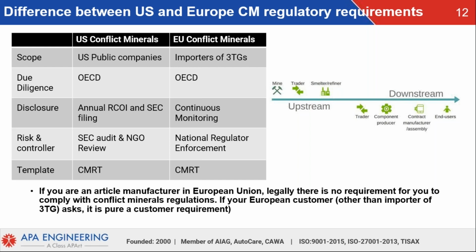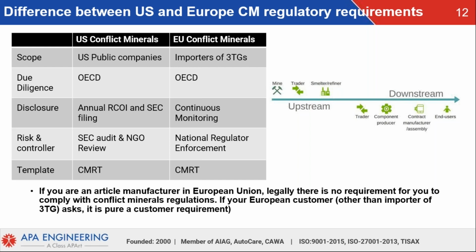For the US, a reasonable country of origin inquiry is needed in addition to the SEC filing. SEC companies need to submit an additional documentation called a Form SD, a specialized disclosure that contains the conflict minerals process, and a reasonable country of origin inquiry is required to be published annually, whereas the EU needs continuous monitoring and doesn't need to submit any document to the authority at the moment.